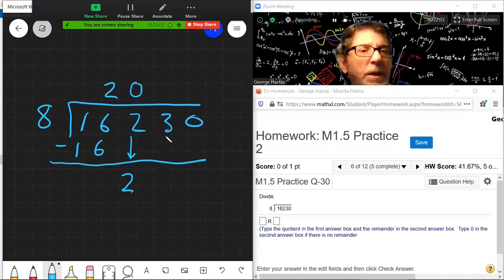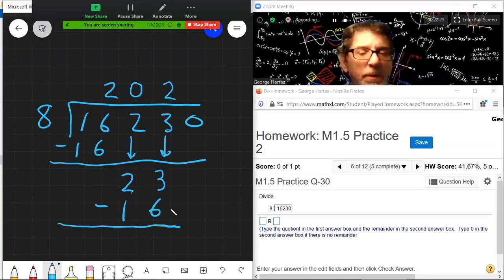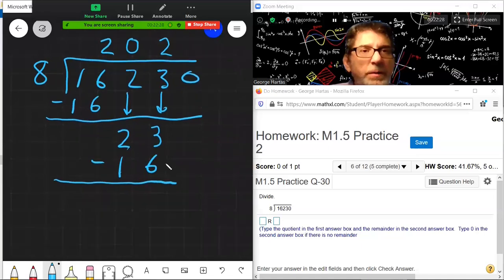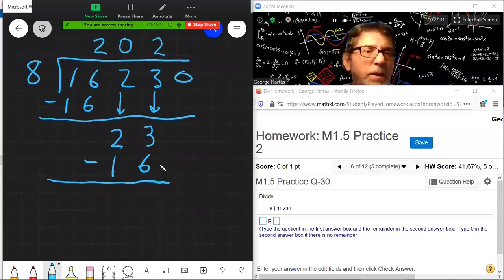So we can bring down the next number now. So this becomes a 23. 8 divides into 23 2 times, and the 2 goes right over the 3 we just brought down. 2 times 8 is 16. All right, then we subtract. 23 minus 16 is 7. If you can do this in your head, do it in your head. If you cannot do it in your head, use the borrowing techniques.